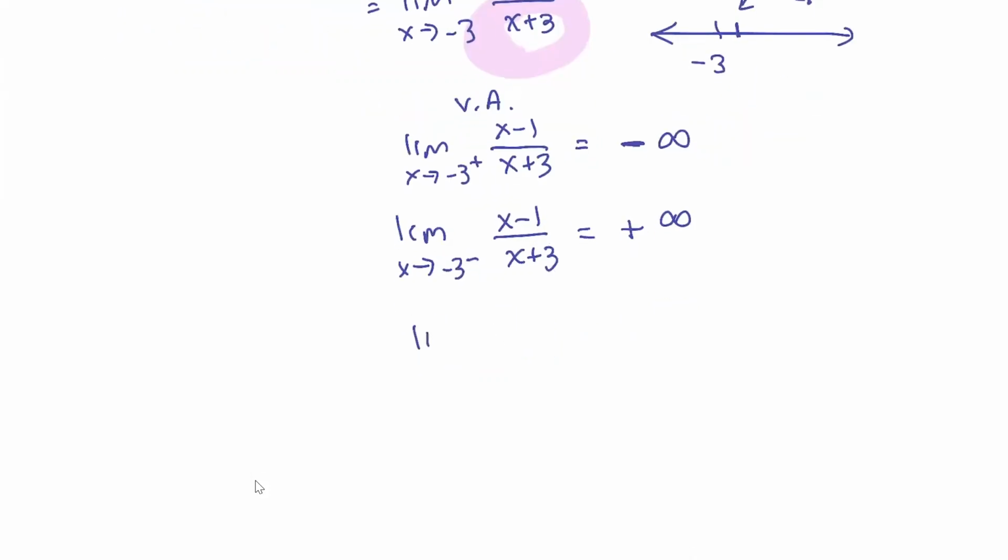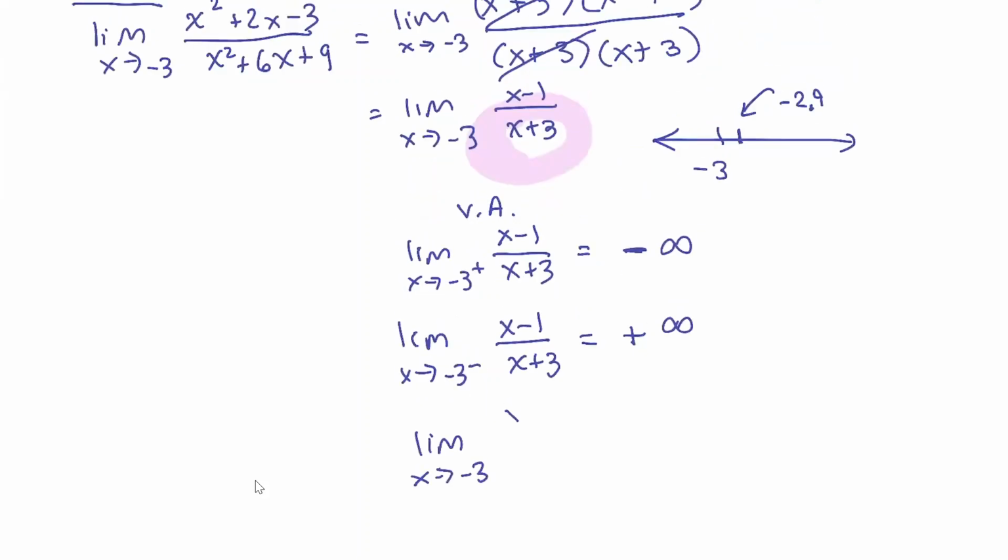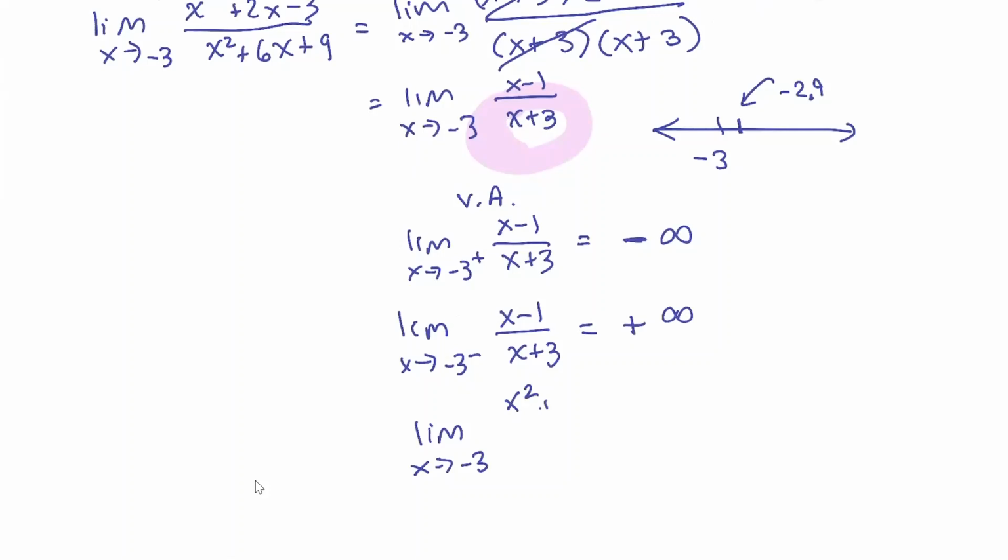And then together, when we mesh both of those together, our final conclusion is that the original problem does not exist because we have a negative infinity and we have a positive infinity.